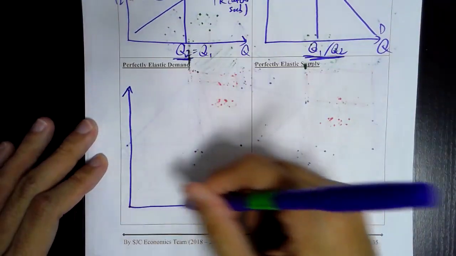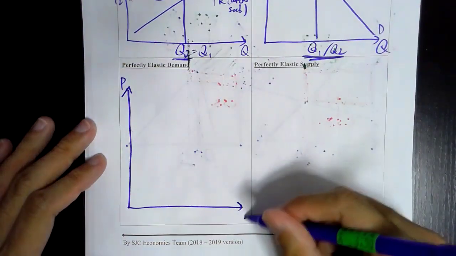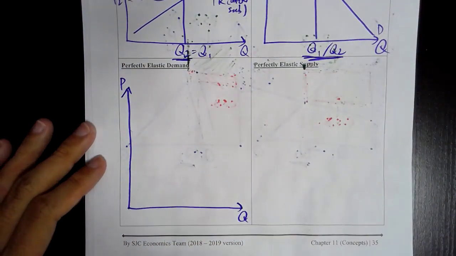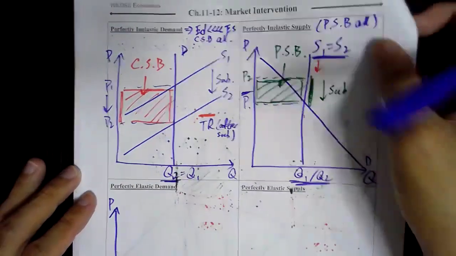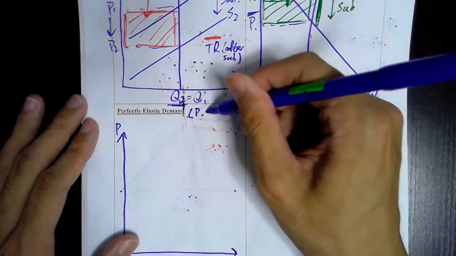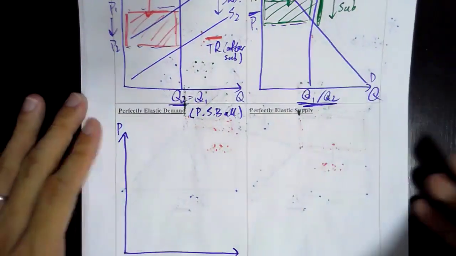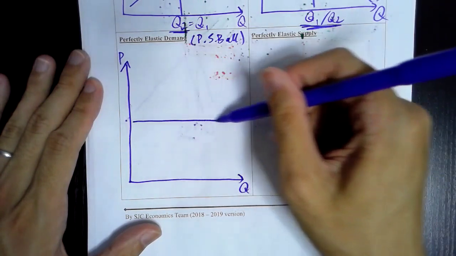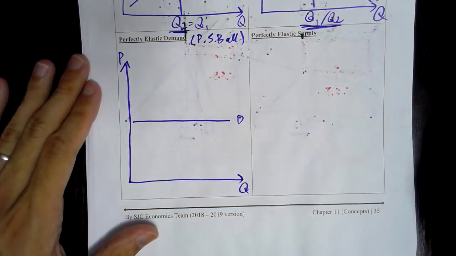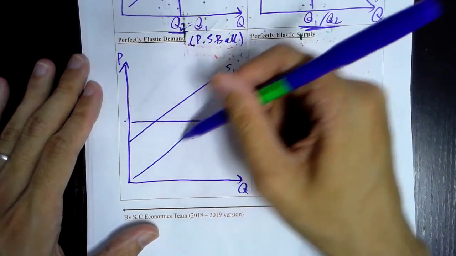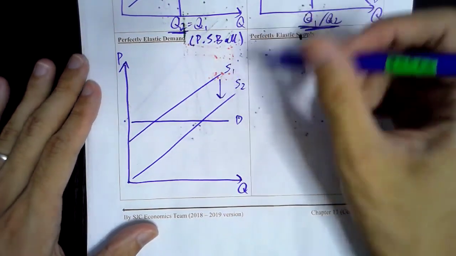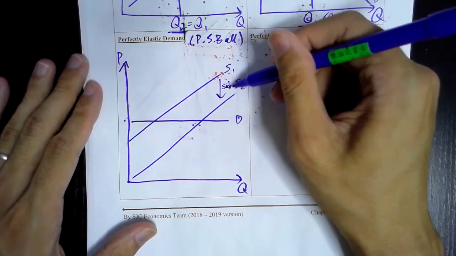Okay, the last two. What about perfectly elastic demand? Then again, perfectly elastic. If perfectly inelastic means the consumer eats all, then the opposite should be that the producer eats all, of course. Now, this is a perfectly elastic demand, horizontal in nature. Then we draw two supplies, right? Here we have our S1, and here we have our S2. So you see, right here we have a subsidy.